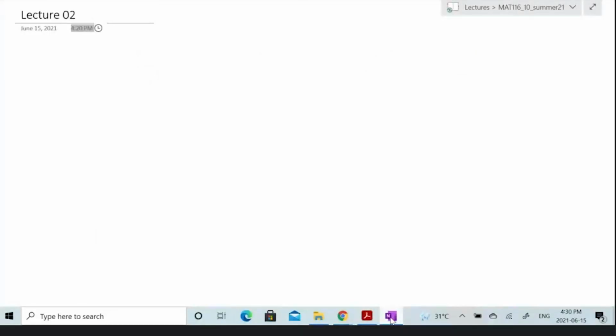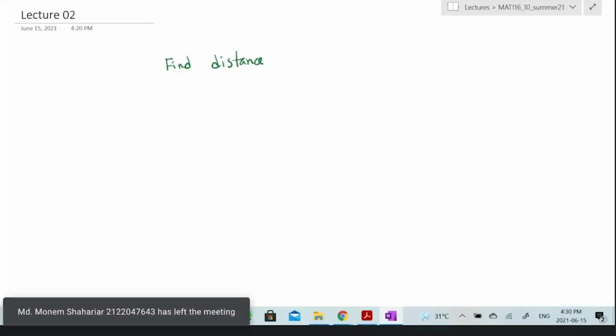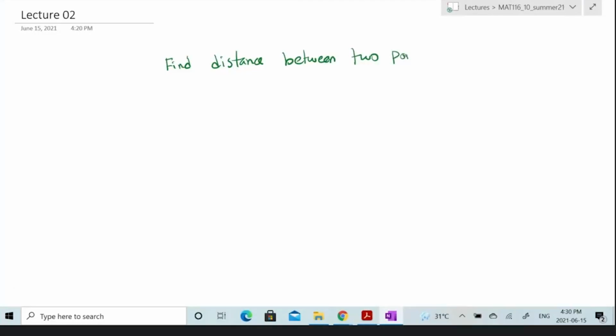What we are going to learn today is how to find the distance between 2 points. So see, there are two things: one, distance, and another is points. Between whom? 2 points. So that's going to be the topic for today.